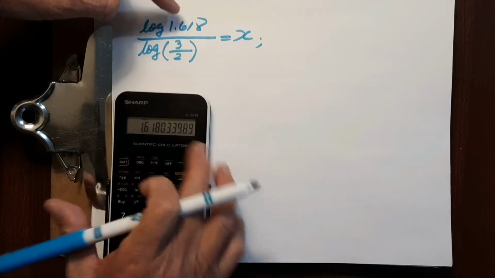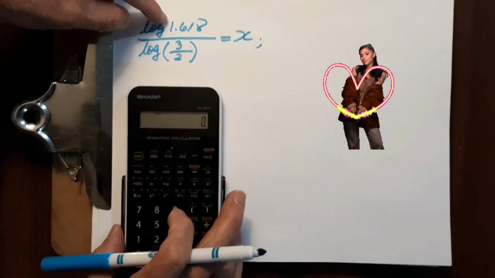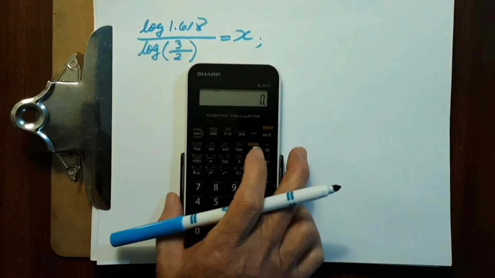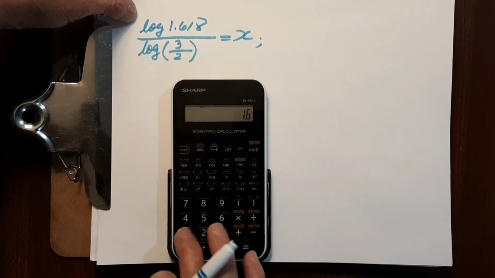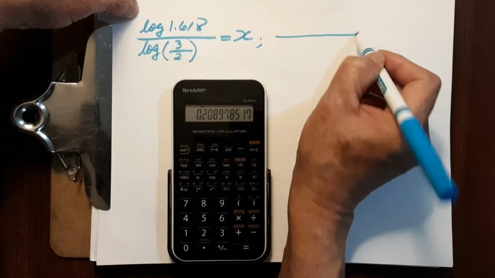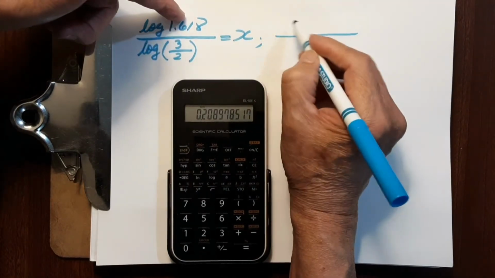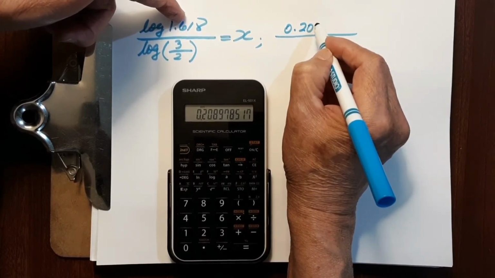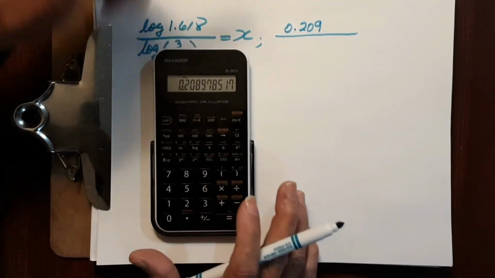Here we have a big number. We're gonna put it in a short number, okay? We say log of 1.618. We get this number, so since this is on top, we're gonna put it on top in order not to confuse. Log of this is 0.209. We're gonna shorten it to 3 digits.